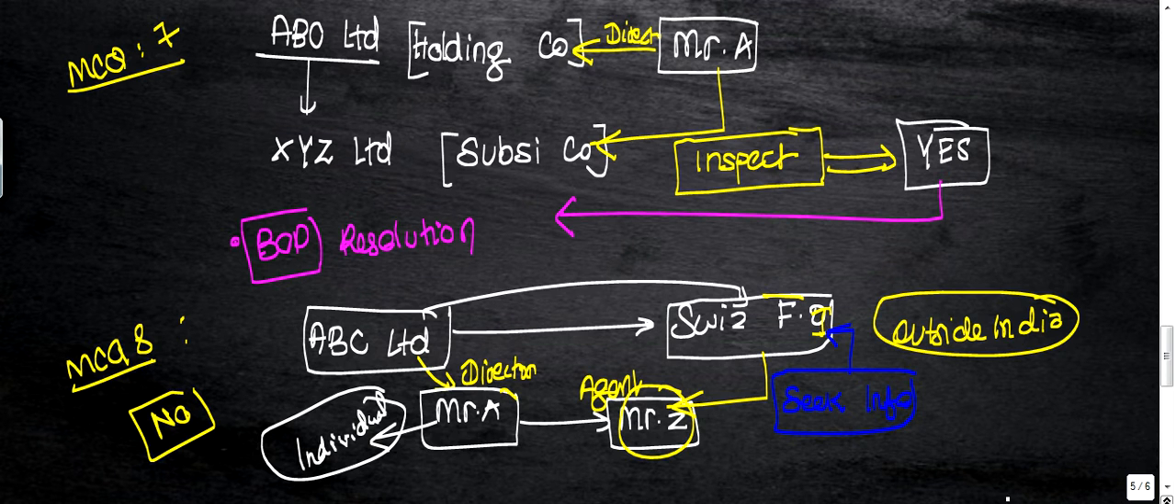So, next question, MCQ 9, multiple choice question 9. ABC Company Limited was incorporated in the year 2011. Now in 2020 there is an investigation going on, an inspection.